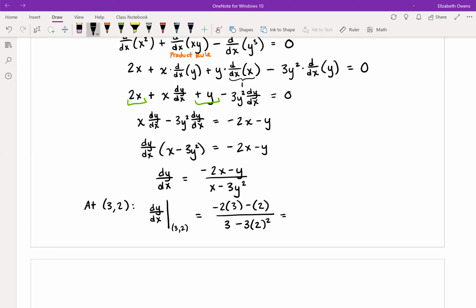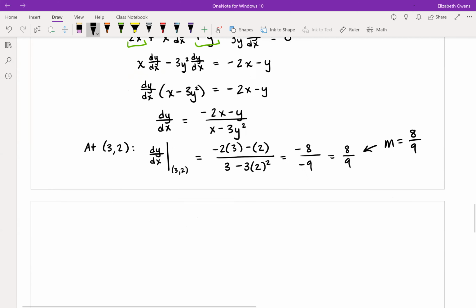All right, we've got -6 minus 2, that's -8 on top. And then we've got 3 minus 12, which would be -9 on the bottom. And we come up with 8/9. So that is our slope for the tangent line, 8/9. So you just use the derivative to find that slope.